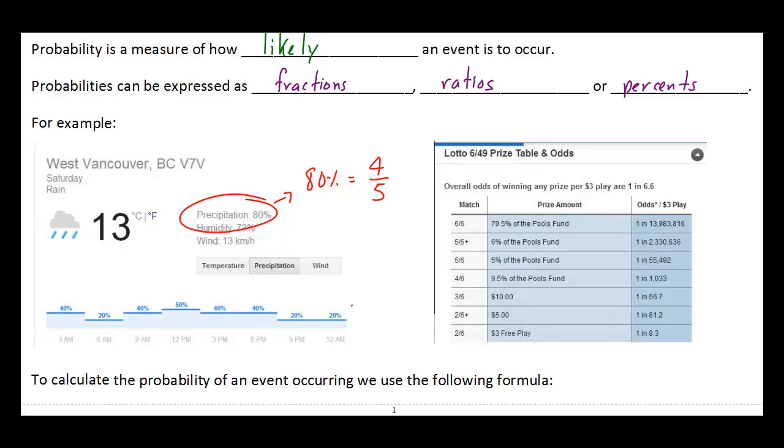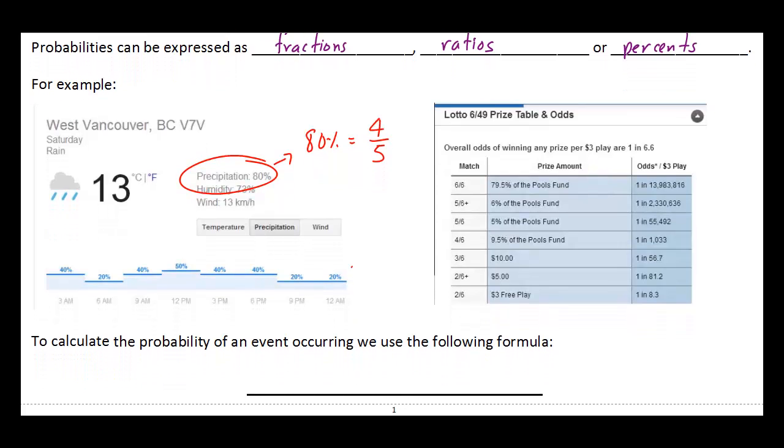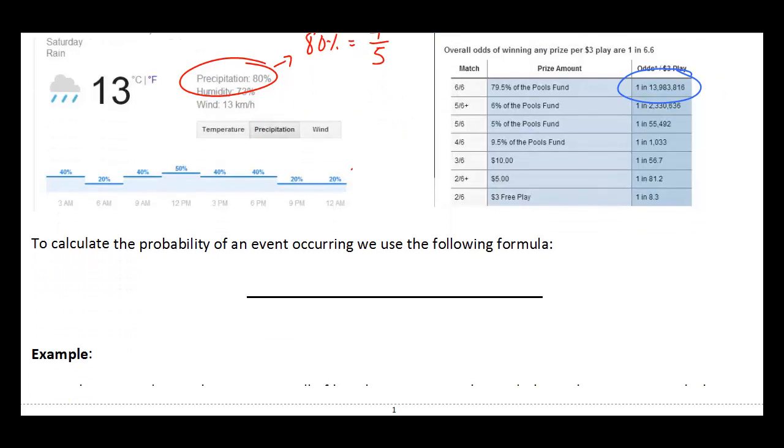Another place you might see probabilities are things like odds of winning prizes. So if you're curious to win the Lotto 649, you have a 1 in 13,983,816 chance, which means if you were to expect to win the lottery, you'd have to play nearly 14 million times before you would have a reasonable chance of expecting to hit the jackpot.